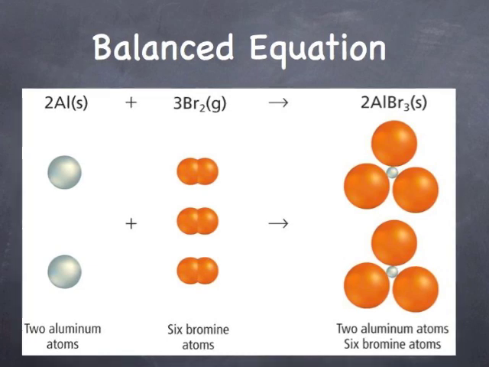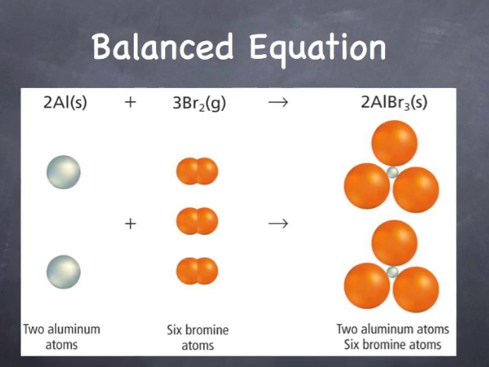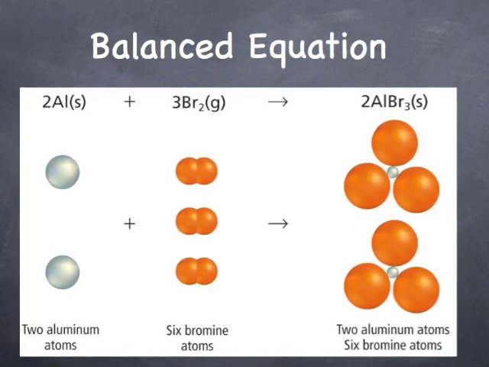We see that the law of conservation of matter is observed here. You have the same amount of aluminums, 2 on each side, and the same amount of bromides, 6 on each side.